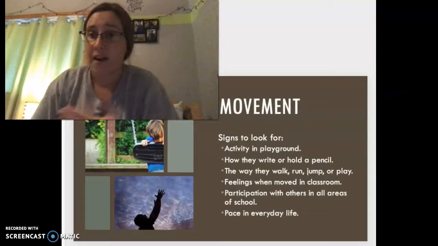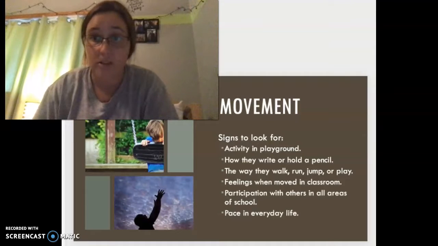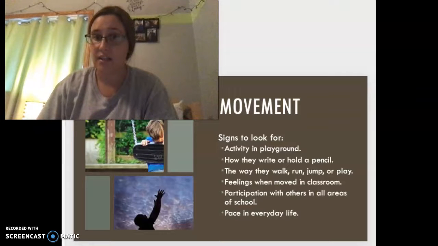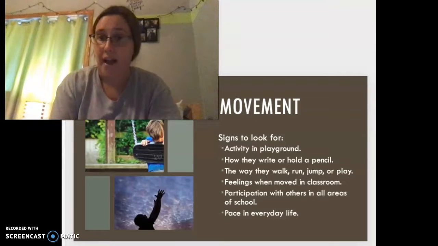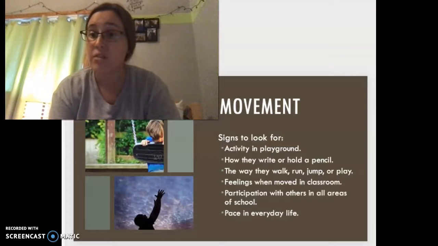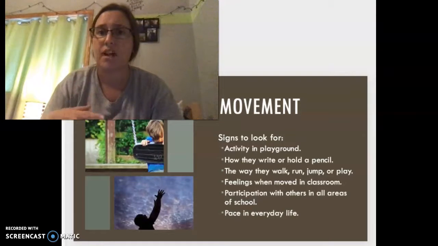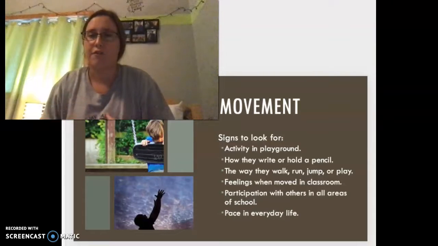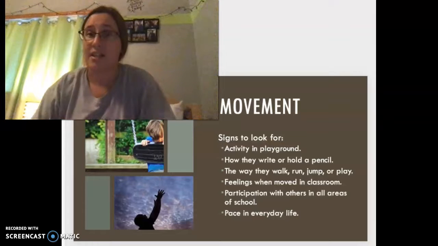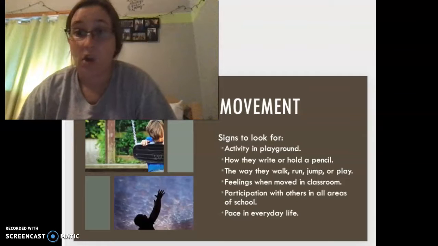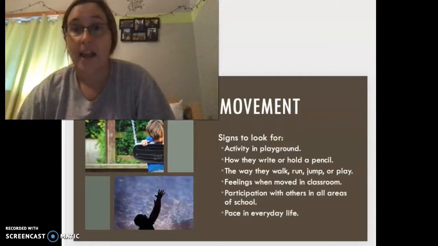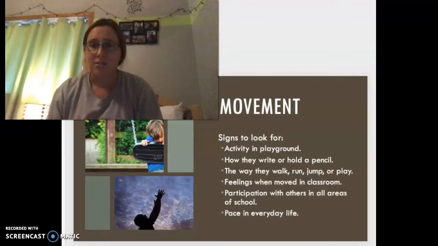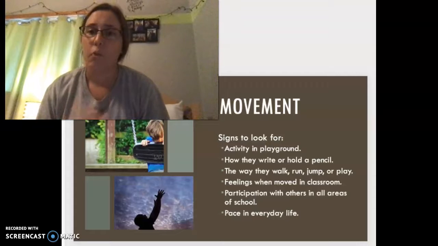And movement, signs to look for: activity on the playground, how they write or hold a pencil, just like that slanting of the writing in the seeing. You're going to see the way they walk, run, jump, or play, and their feelings when moved in the classroom. If you move them away from their friends, or move them by someone they don't like or think is icky, you're going to see the way they process in class. It might be different. Participation with others in all areas of school, and pace in everyday life. If they're slow moving, never getting anything done, or fast paced like those ADHD kids, always watch your students.